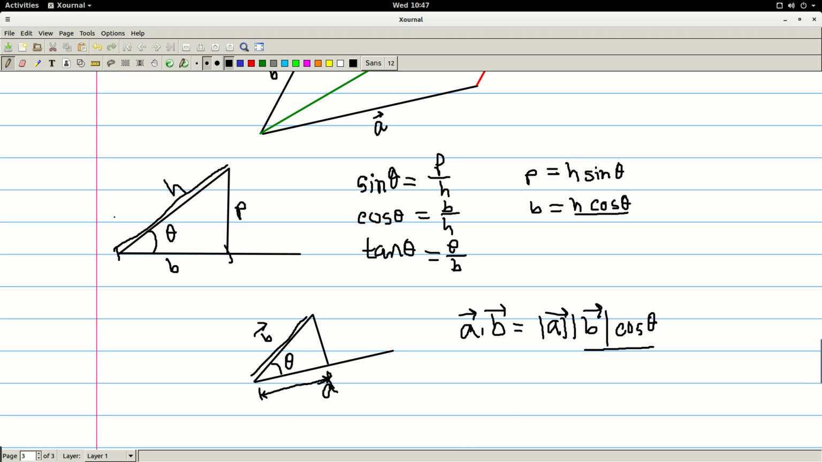Are you guys with me? So this H over here is the magnitude of the hypotenuse of this vector. So if you take the magnitude and multiply that with cos theta, what do you get? We get the length of this thing. Okay? Do we have it over here?